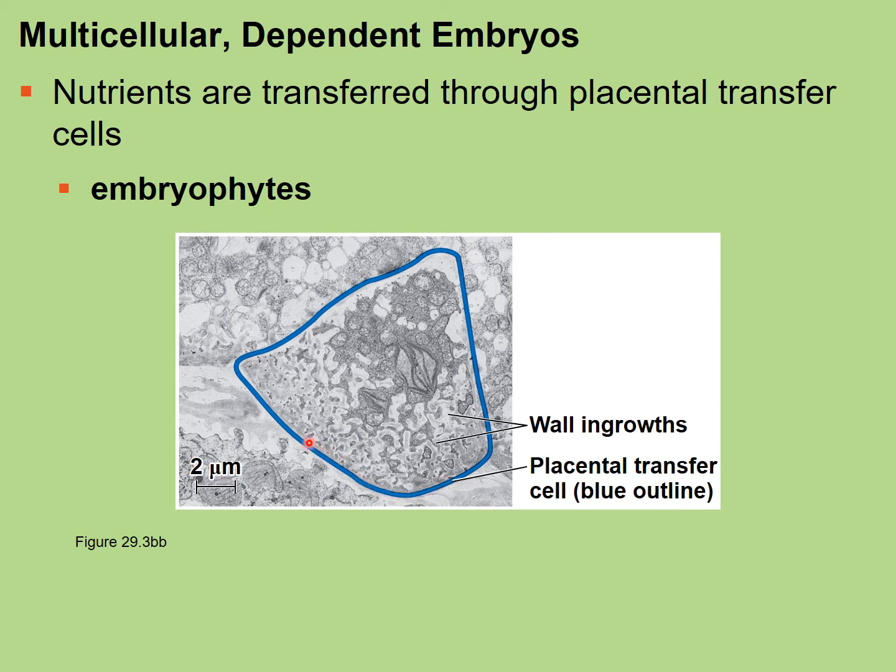Okay, so placental transfer cell, right, so we can see this right here. This represents a cell. And then we have these walled ingrowths. So again, walled ingrowths create these long finger-like projections which increase surface area, which makes for more efficient transfer between the embryo and the maternal tissue. Okay, and again, this is why they're called embryophytes, right? They have an embryo, which is dependent on the maternal tissue, and it obtains its nutrients through the placental transfer cells.